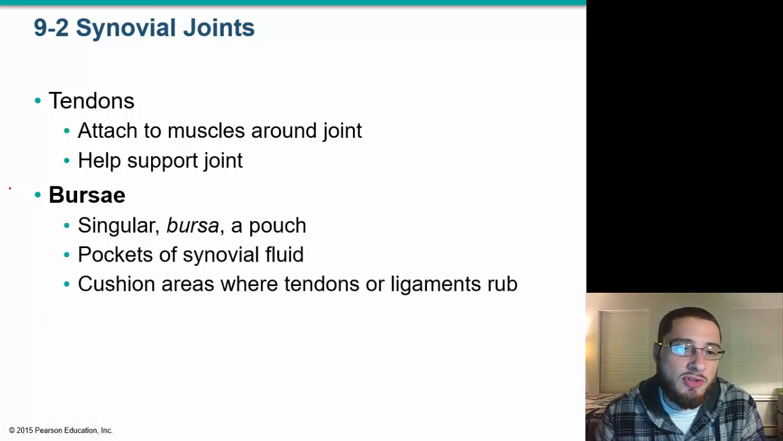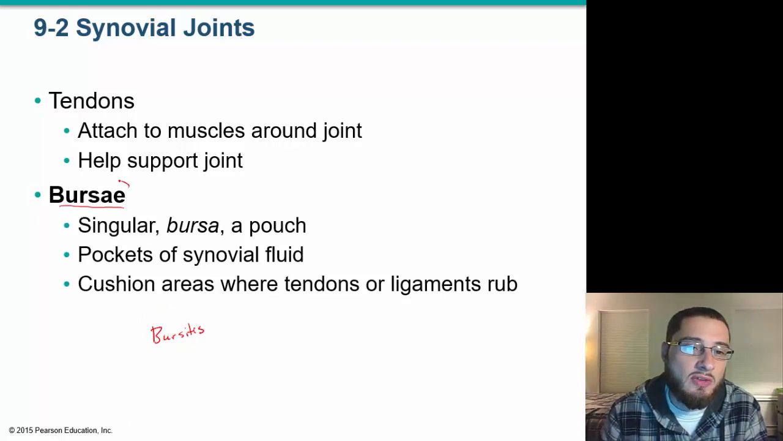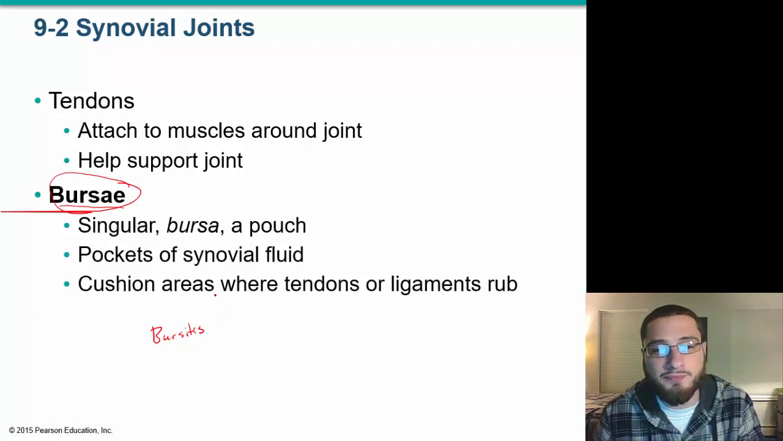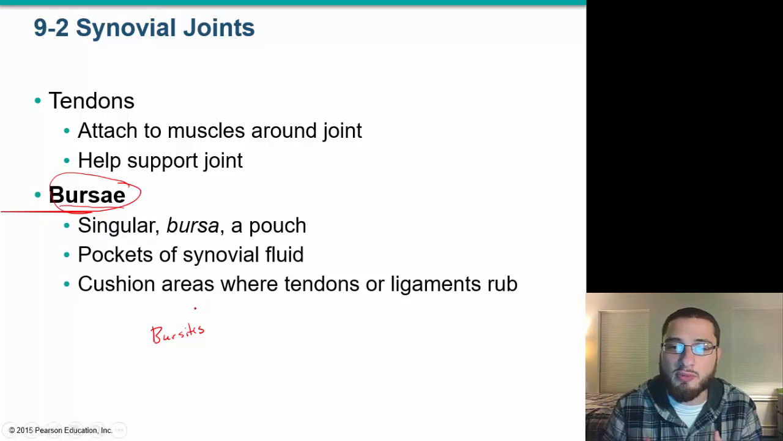And then you have your bursa. Okay, so bursa, it's like a pouch, and it's a pocket of synovial fluid. So a lot of times you'll see that people get bursitis, which is the swelling of the bursae. And this bursa, this fluid-filled pouch, is going to be there to cushion the areas where bones and muscles come together.